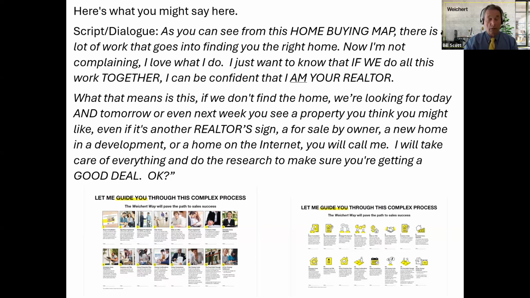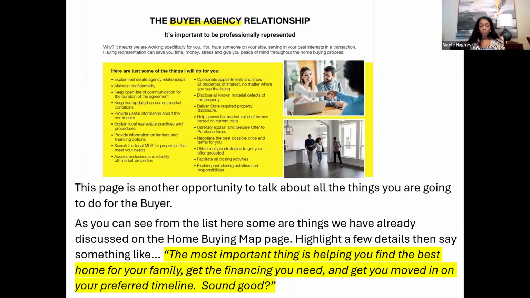And again, body language, and you get them to mirror your body language. Very, very important. We're going to ask them to sign an agreement, but we don't want them to sign an agreement with us and then go find something they like and not include us.